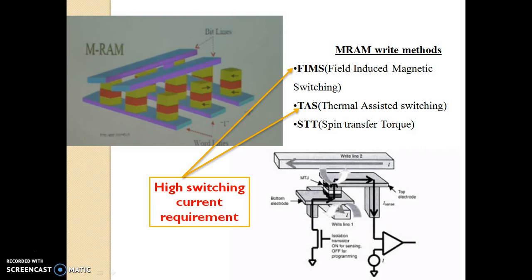MRAMs make use of magnetic tunneling junctions to store data. There are currently 3 magnetic tunneling junction writing approaches: field-induced magnetic switching, thermally assisted switching, and spin transfer torque. The high switching current requirement of the first 2 writing approaches limits its applications. Hence, the second generation of MRAMs implement spin transfer torque.